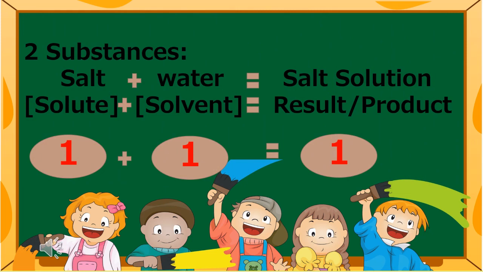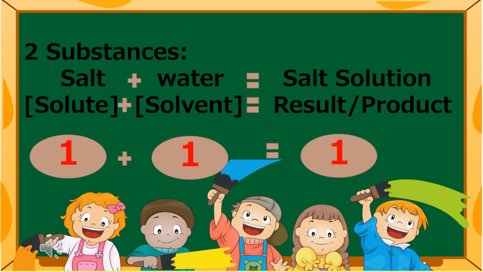Class, observe the table, which shows the information of the earlier experiment. So the substances used in the experiment are salt and water. Salt mixed to water resulted in salt solution. Salt is called solute, while water is called solvent.